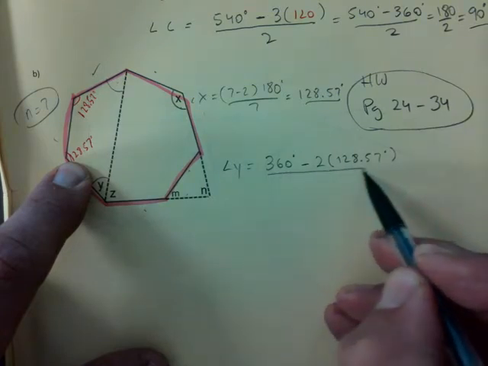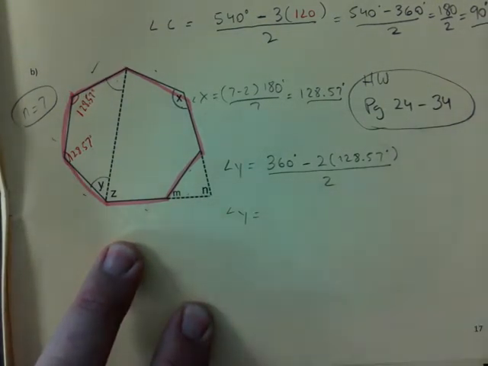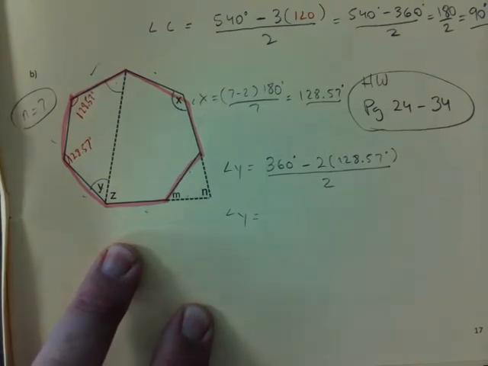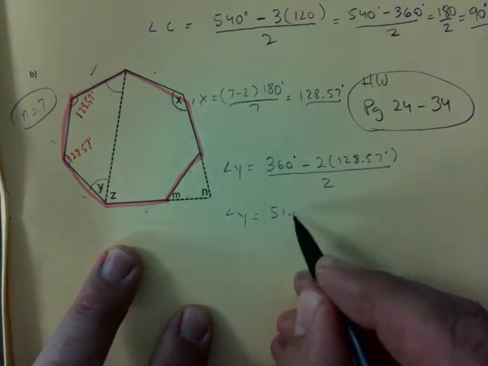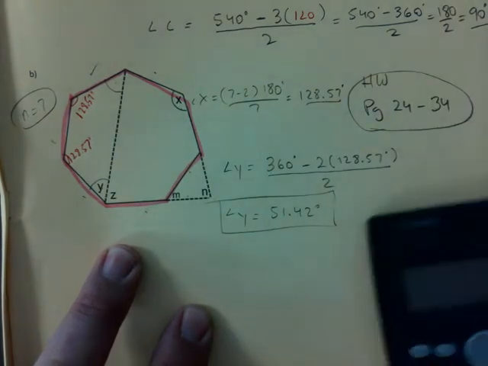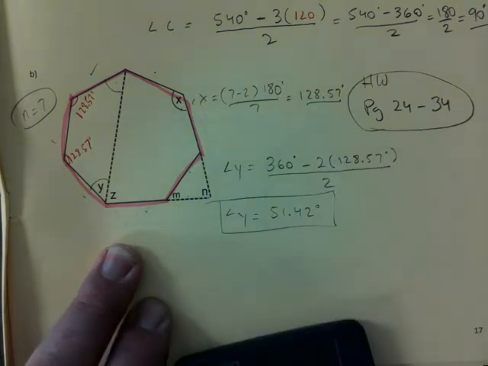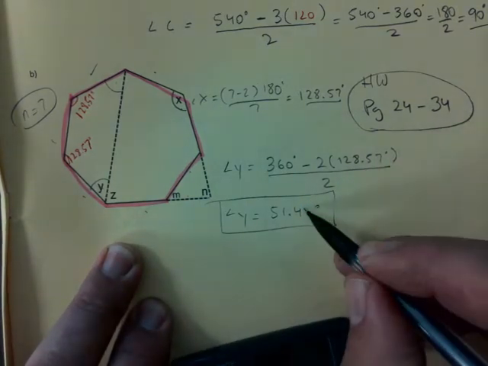All of that you will split in half, because that angle y, you split that remainder in half. So angle y is 51.42. I will double check that. I just want to make sure that it's 51.43. 51.43. And I'll explain to you why.